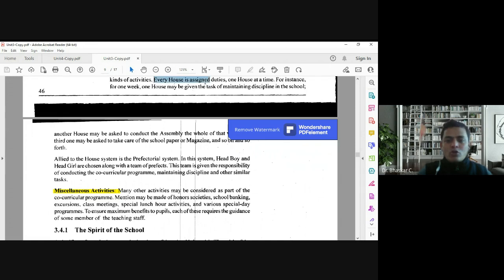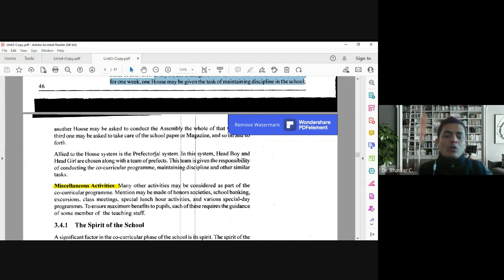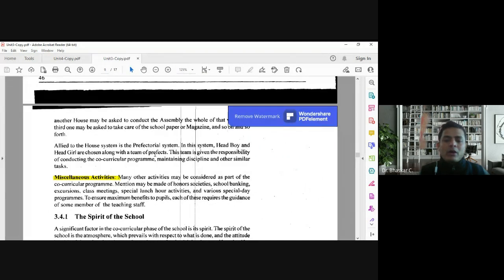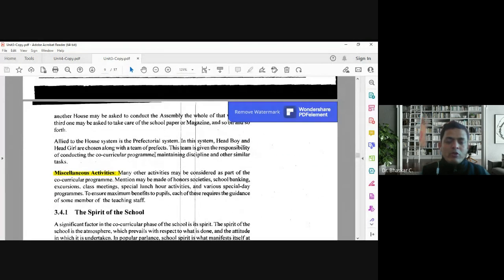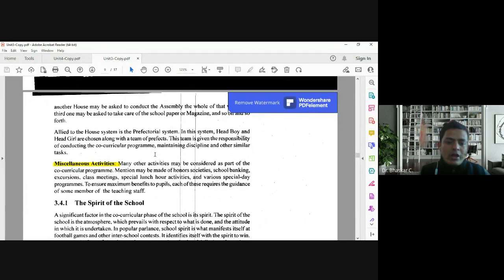See, every house is assigned some duties, one house at a time. For example, for the first week, one house may be given the responsibility of maintaining discipline in the school. So these are some of the co-curricular activities which may be organized, and which may be kept in the priority list of your institution, right?